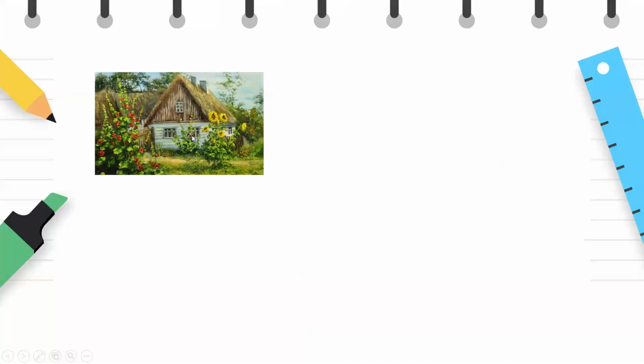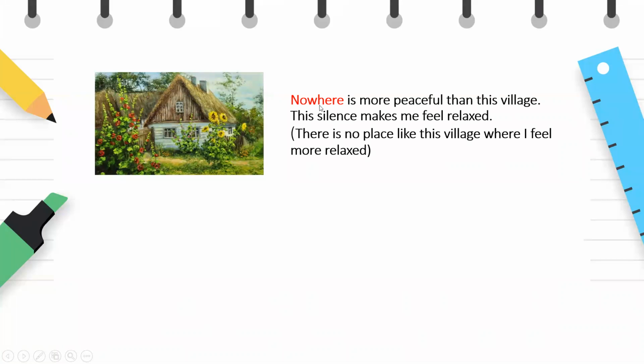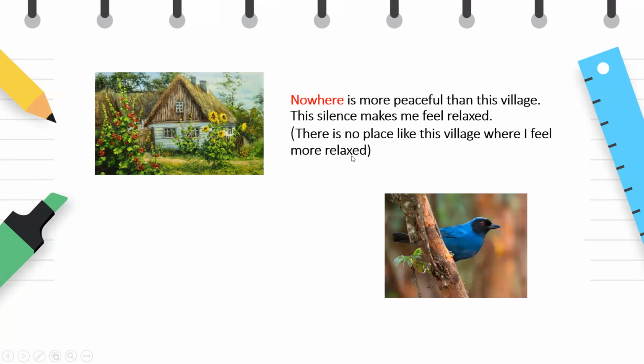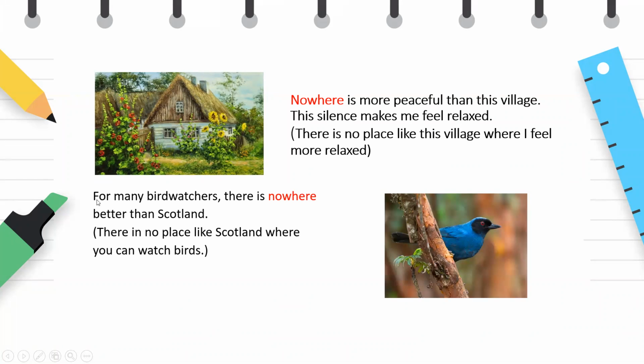Look at this example. Nowhere is more peaceful than this village. This silence makes me feel relaxed, which means there is no place like this village where I feel more relaxed. Or, for many bird watchers, there is nowhere better than Scotland, which means there is no place like Scotland where you can watch birds.